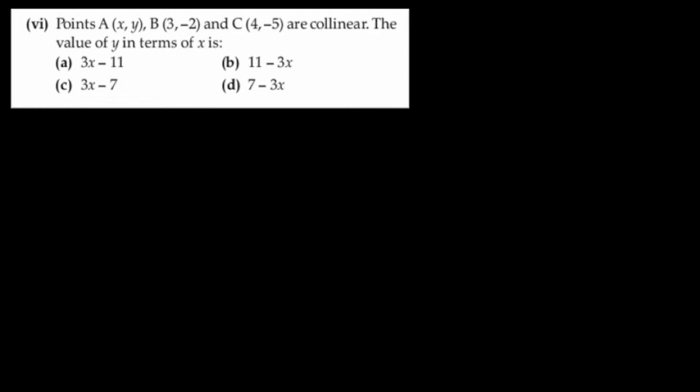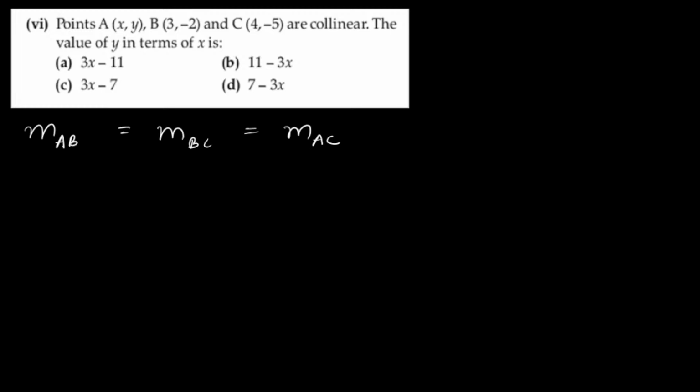Slopes are equal. Very good. We have done this for parallel lines and for collinear points. The slopes are equal. So here the slope of AB will be equal to the slope of BC, and it will be equal to the slope of AC also. All three slopes are equal. So if collinear is there, the concept of slope should be in your mind.